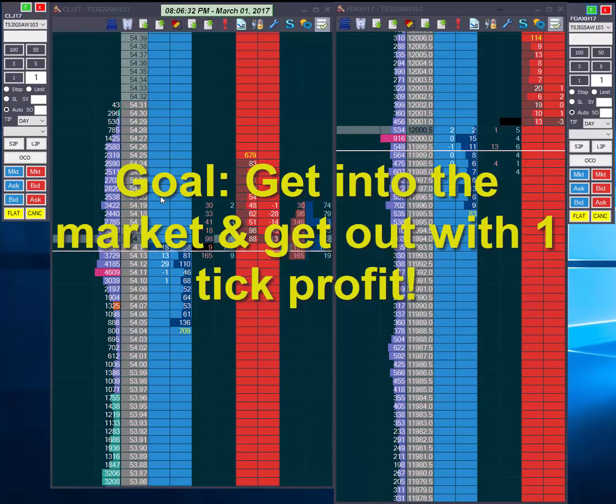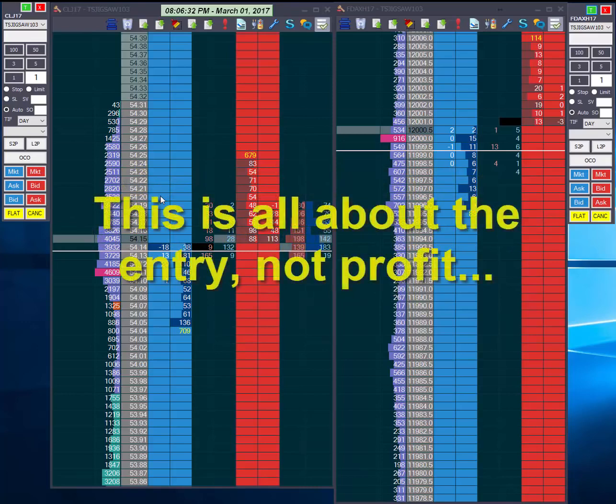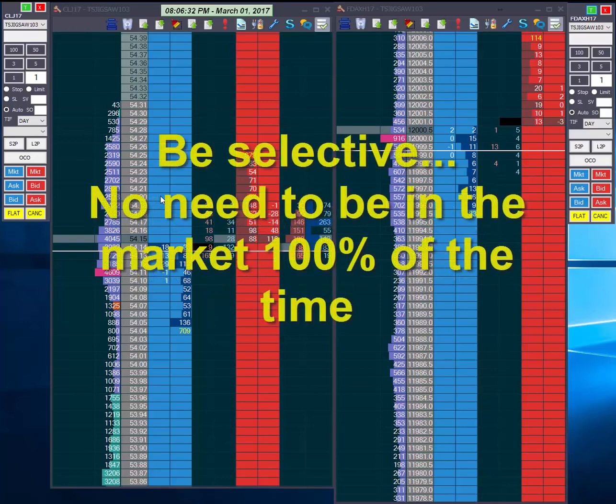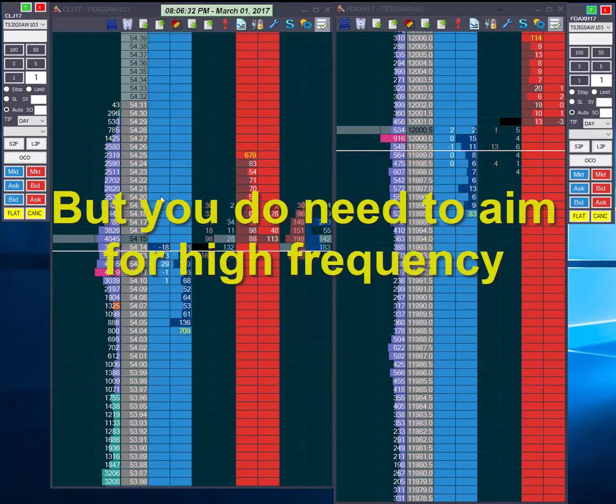Now the point of this exercise is not to learn to trade for one tick profit. The one tick profit is basically forcing you to enter the market over and over again. So the entries you take could, in a real trading situation, get you more than one tick. But we want you to focus on the entry and not sit in trades for any length of time. So unlike the cut and reverse drill, you don't need to be in the market all of the time, but you do need to be aiming to trade frequently.